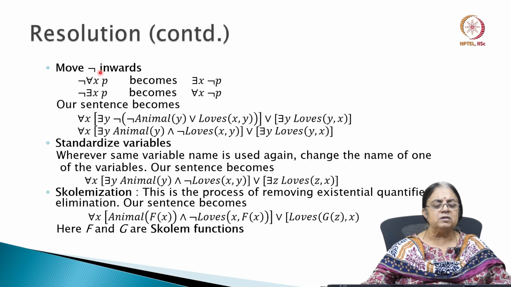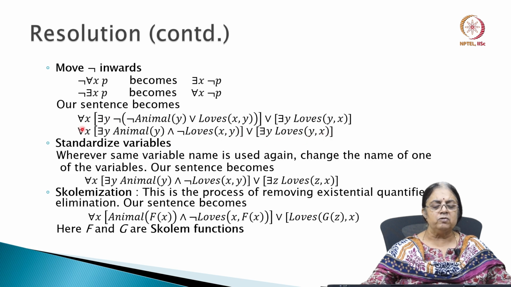The second step is that the negation is moved inwards, okay. For example, if you have it outside the quantifiers, not for all X P will become exists X not P, okay, and not exists X P will become for all X not P, okay. So if we have this sentence, this will become for all X exists Y, animal Y, and because you have by De Morgan's law, this will become and not loves XY or exists Y loves YX.